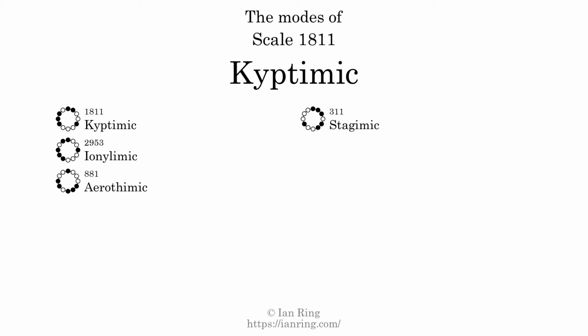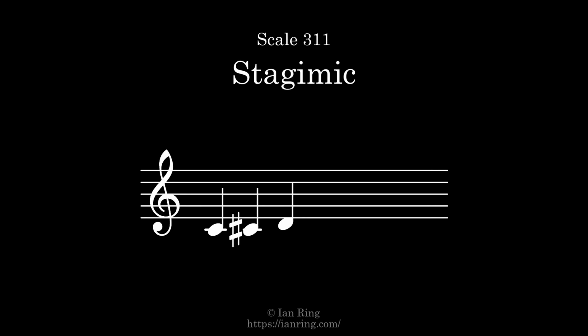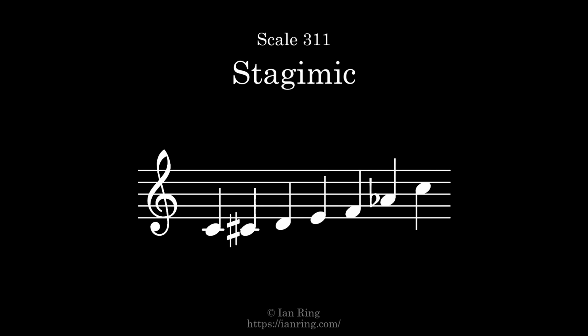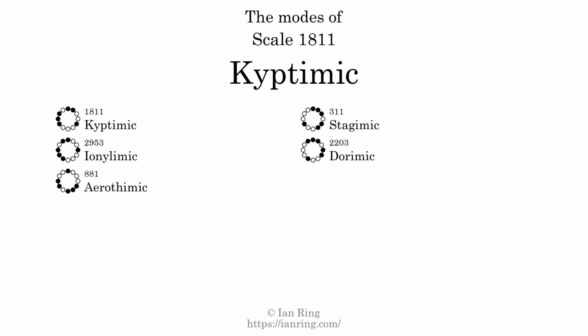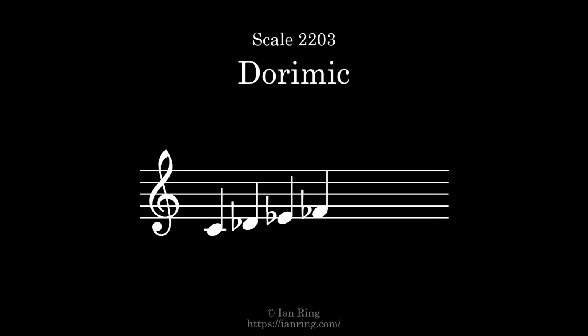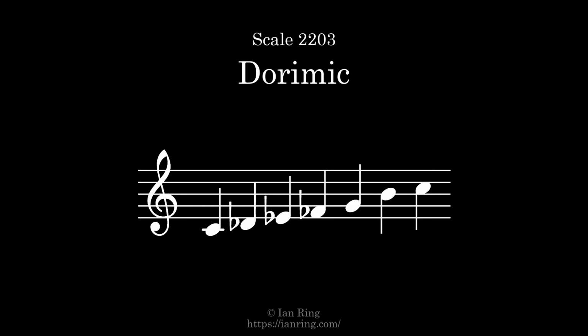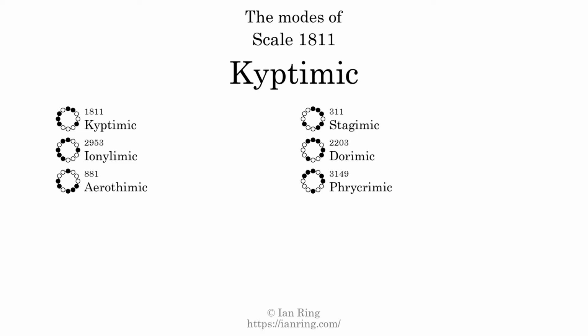The fourth mode is scale 311, also known as stygimic. It sounds like this. The fifth mode is scale 2203, also known as dirymic. It sounds like this. The sixth and last mode is scale 3149, also known as phreacrimic. It sounds like this.